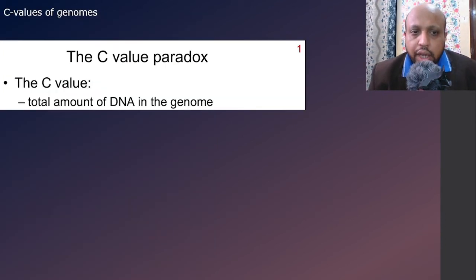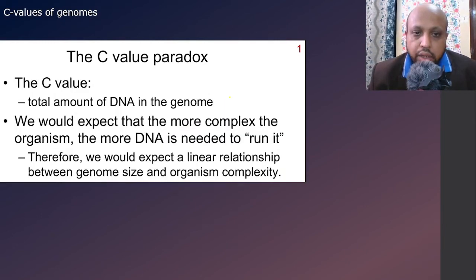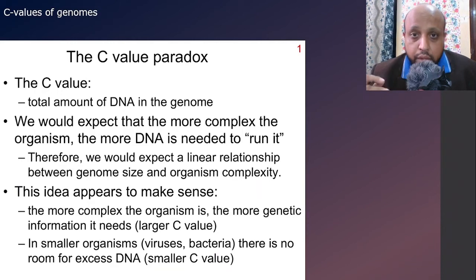If you look into the definition, the C-value is the total amount of DNA in the genome, and it is expected that the more complex the organism, the more DNA is needed to run it. But in fact we find that this relationship does not exist, right? It appears to make sense, but we find that this is not so, and that's why it is called the C-value paradox.